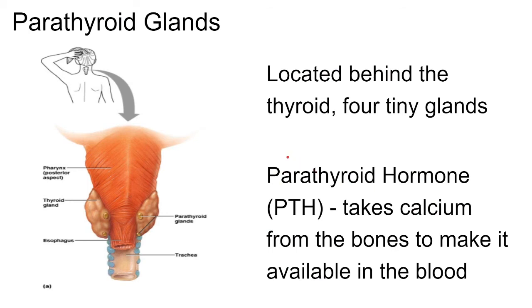Next is the parathyroid gland. It is located kind of behind the thyroid. They're right here, little bitty bulbs on the thyroid gland. There are 4 little tiny glands. It takes the calcium from the bones and makes it available in the blood. That's kind of what they do.